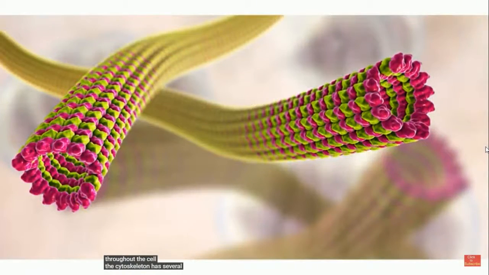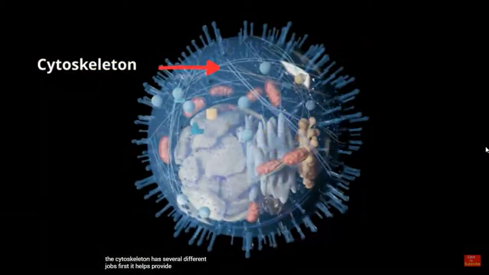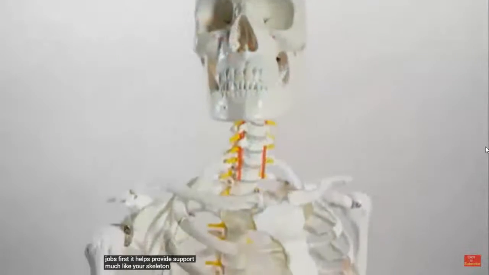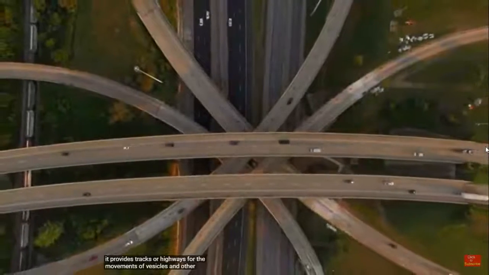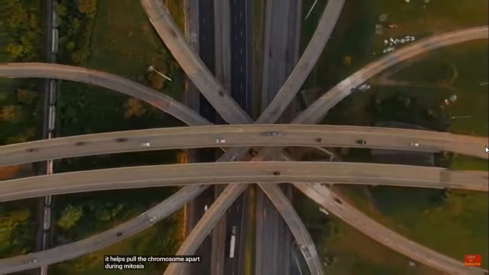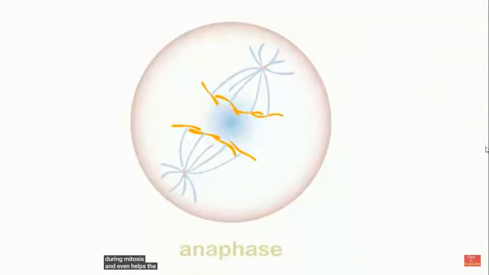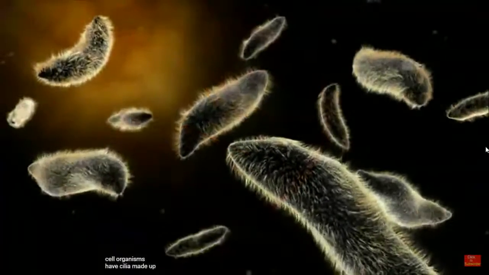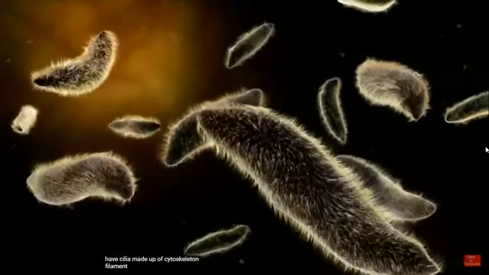The cytoskeleton has several different jobs. First, it helps provide support, much like your skeleton provides for you. It provides traction for the movements of vesicles and other objects in the cell. It helps pull the chromosomes apart during mitosis. It even helps the cell move. Some single-cell organisms have cilia made up of cytoskeletons.